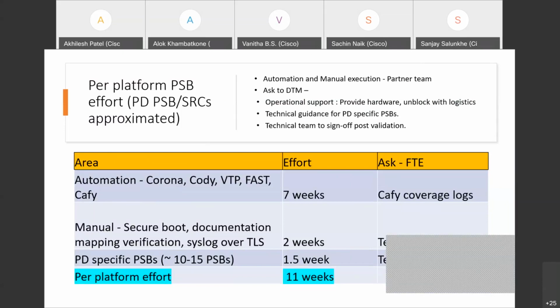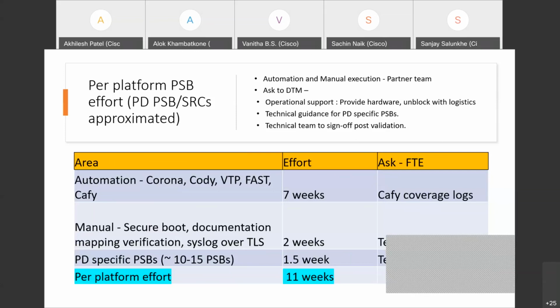We provide them the operational support required with respect to hardware, optics, and breakouts. We also provide technical guidance for them which is specific to PD, because these PD PSPs could be in the infra area, FPGA, or BMC. BMC is getting deprecated, Linux internal. They will not have the complete expertise in all the areas, so technical guidance is required.